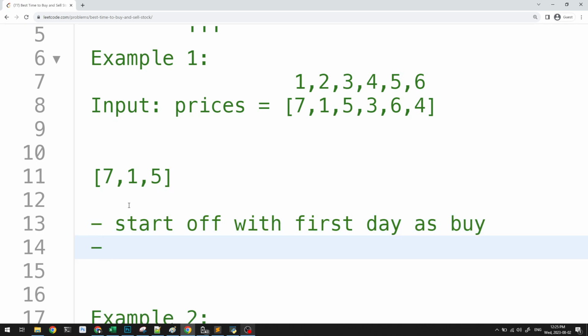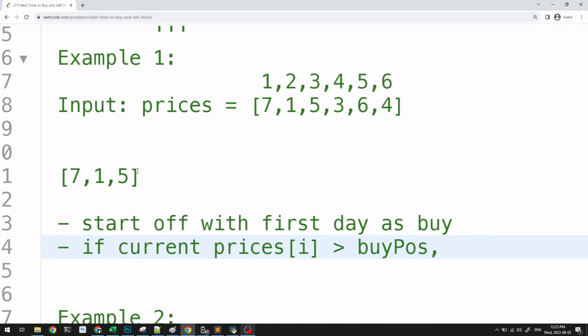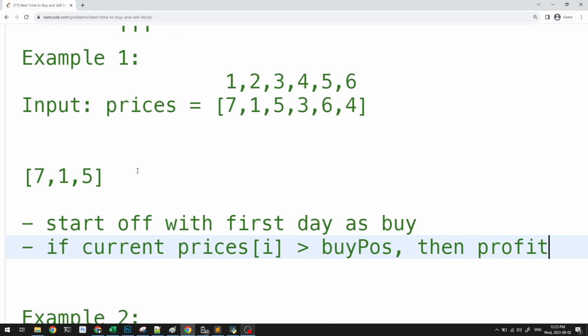Now, here's the thing that we have to understand. If we start on the first day, then in the future, what are we looking for? Well, we're looking to make a profit. And the only way we can make a profit is if the position that we started off with, which is a 7, if my current stock price is greater than that 7, then we can make a profit. So if current, I guess we'll just call it prices at i, is greater than buy position, then profit. I'm not saying this is the best profit, but I'm saying this is a potential profit. It's possible that later on we can have an even better profit.